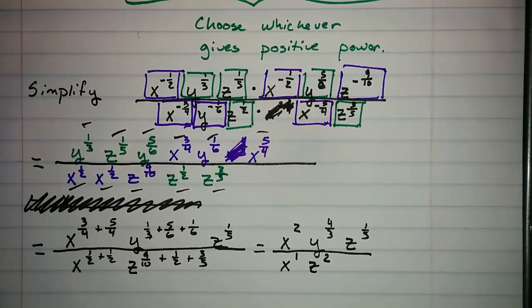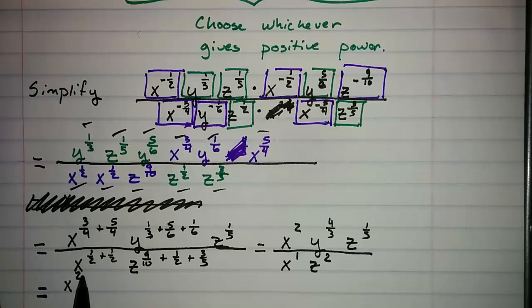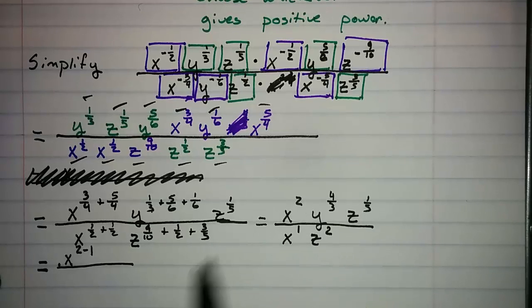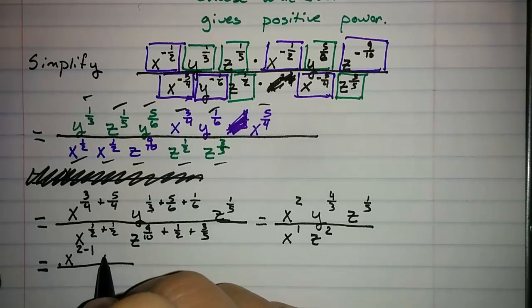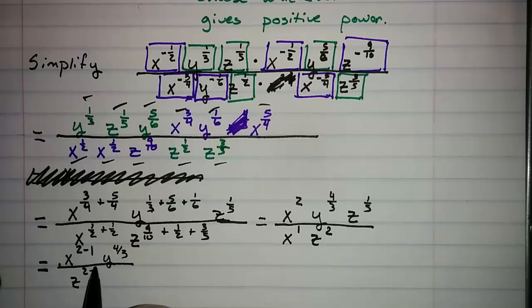And now we want to combine things from the numerator and the denominator. X squared over x to the 1, that's going to be x to the 2 minus 1 in the numerator, since 2 is bigger than 1. The only place I see a y is this y in the numerator. And then 2 is bigger than a fifth, so I'll have z to the 2 minus a fifth in the denominator.